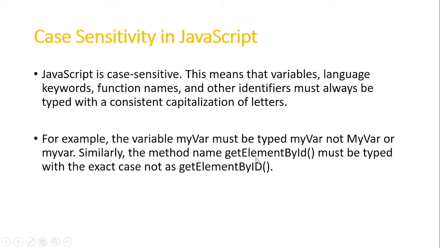The casing which we use in JavaScript is camel casing. Camel casing is where the first letter should be in small case, and whenever a new word is attached to that keyword or name, that should be capitalized. For example, this g is small, this g is small, and then this E is capitalized, and after element is finished, then B is capitalized, and then after that I is capitalized. So this is called camel casing. It looks like the back of a camel, so that's why.